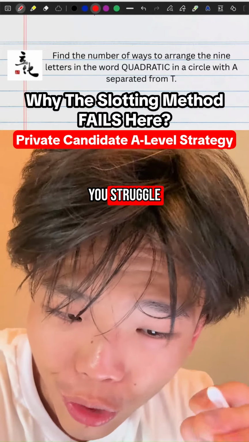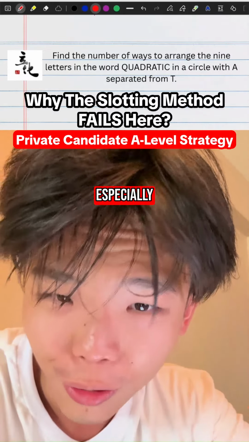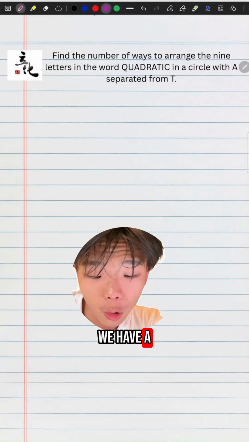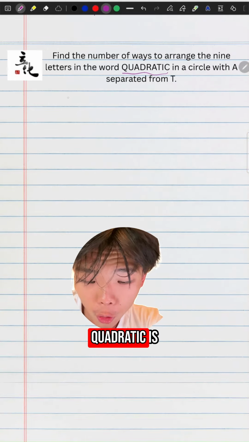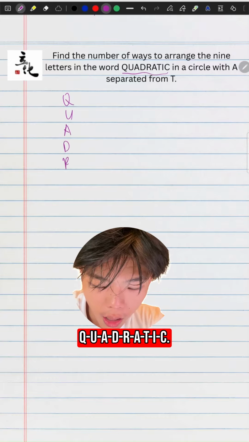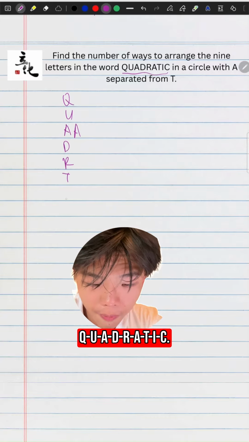JC students, do you struggle with P and C questions, especially those that ask you to form combinations from a word? So let's take a look at this. We have the word quadratic over here, and quadratic is made of these alphabets: Q, U, A, D, R, A, T, I, C.